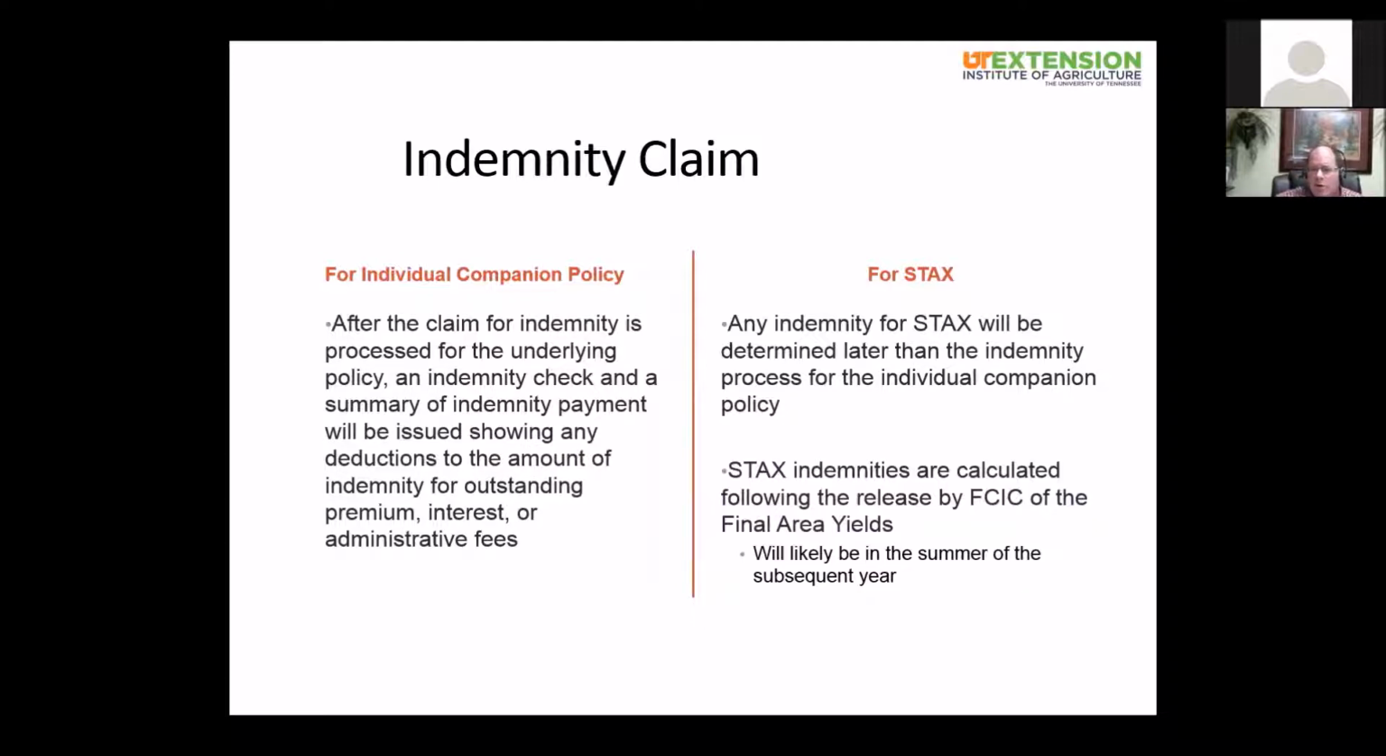For STAX, indemnity is going to be determined later than for your companion policy. The reason is it has to wait until the actual county yields are released, and typically that's going to be in late spring, particularly for cotton, which is a little later than the other crops. So it'll be sometime in the spring, and the payment probably will not be issued until early summer. So if you had a claim in 2015, or the county makes a low yield and triggers a payment on STAX, you would not receive a payment until 2016, probably the summer of 2016.